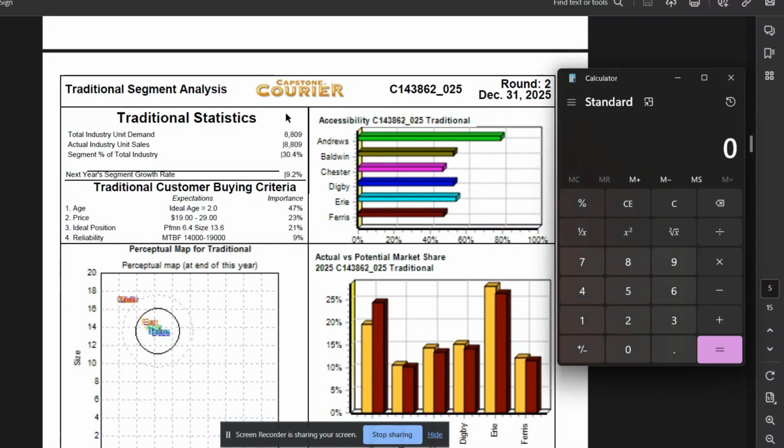What I was doing is multiplying this number, 8809, by this percentage, which is 0.092. Then this result you need to add again to the total industry unit demand, 8809. And this is the answer. You need to multiply it with another piece of data in your Capstone Courier. Just scroll down.